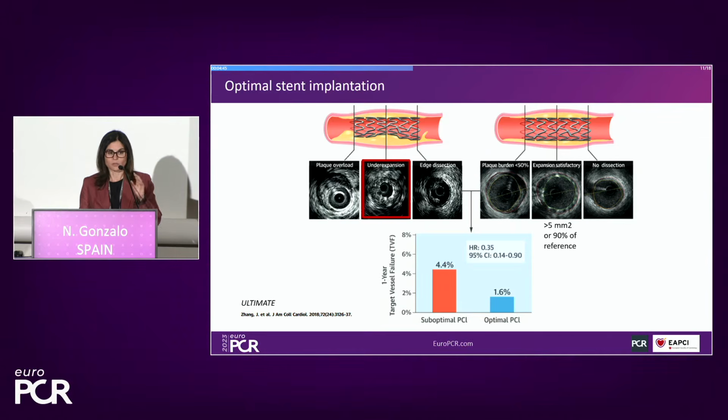This is data from the ULTIMATE study, which compared angiographic versus IVUS guidance in PCI. This is an analysis of the group that was treated with IVUS, comparing the patients that had an optimal PCI according to IVUS criteria and those who had a suboptimal PCI. Among the optimal PCI criteria, one of them, and probably the most important, was the presence of a good expansion, defined as a minimum stent area of more than 5 millimeters squared or expansion of more than 90% of the reference. Clearly, the patients that had a suboptimal stent expansion had more events at follow-up.